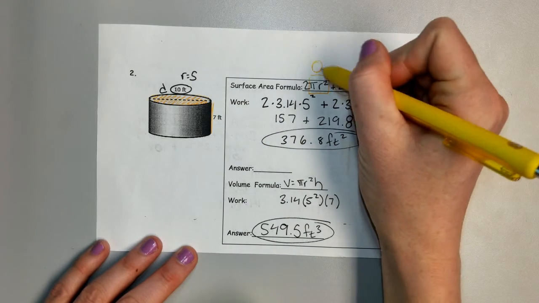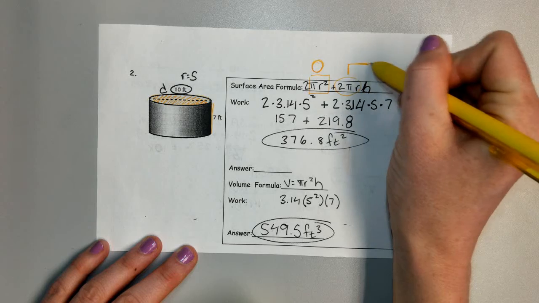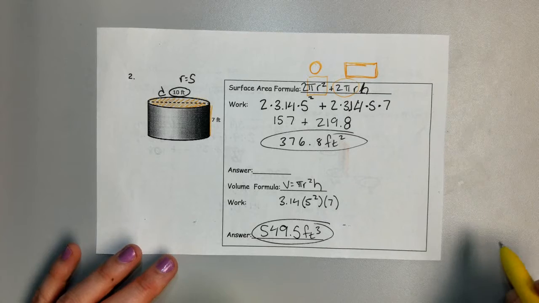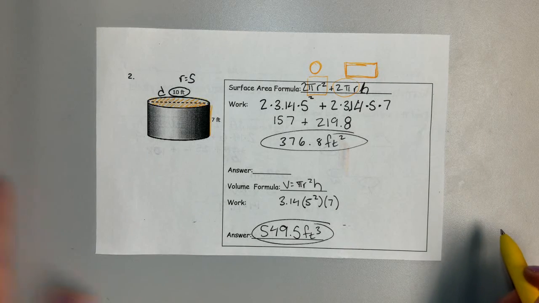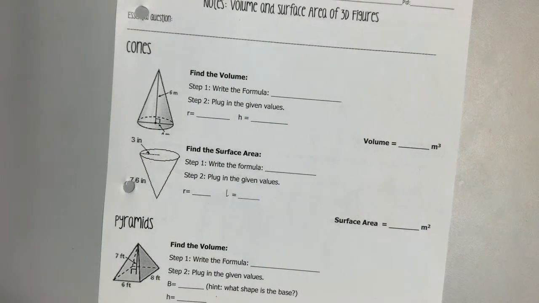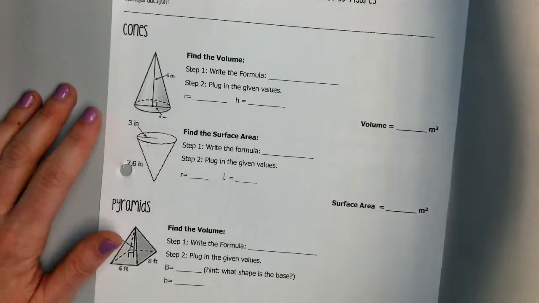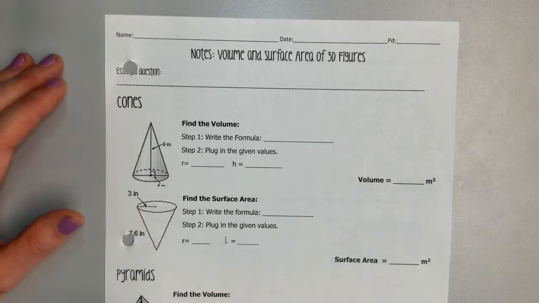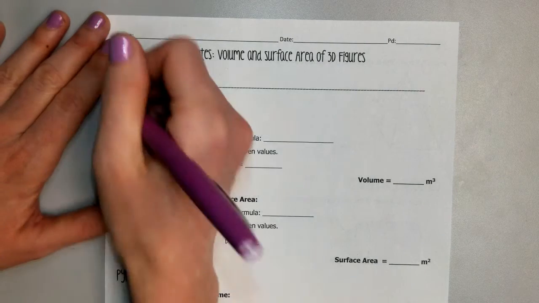So the first part of your formula is the circle. The second part of your formula is the rectangle that wraps around that shape. So make sure you know that. You have questions on those formulas? Okay. These next ones are new to some people. Our essential question: how can I use formulas to find the surface area and volume of 3D shapes?